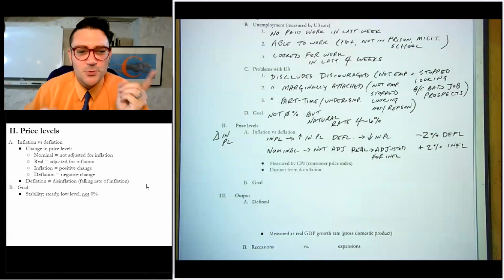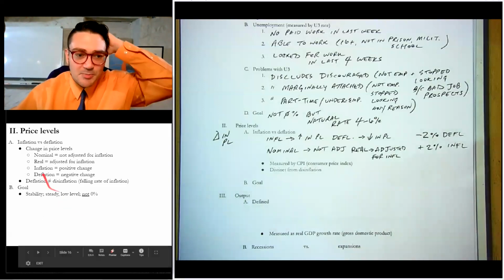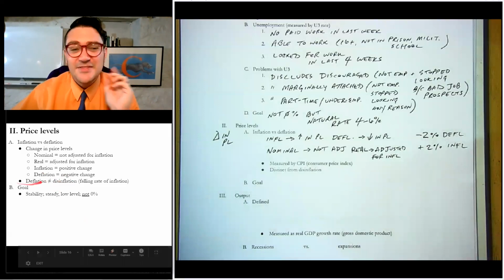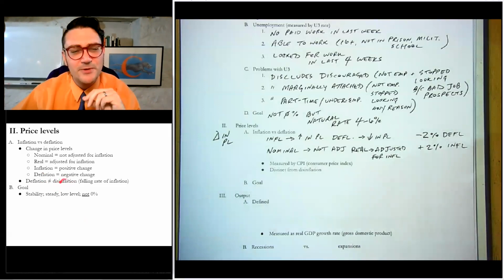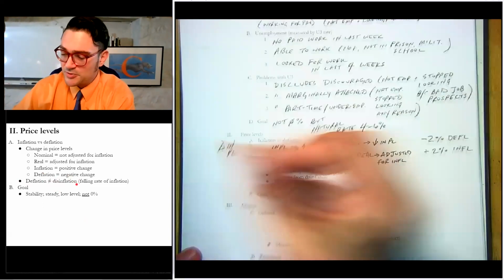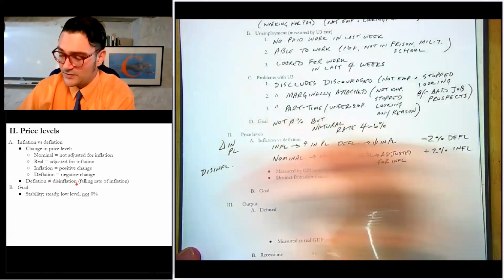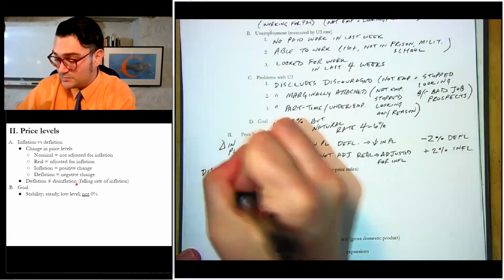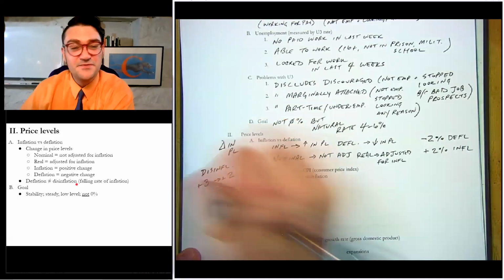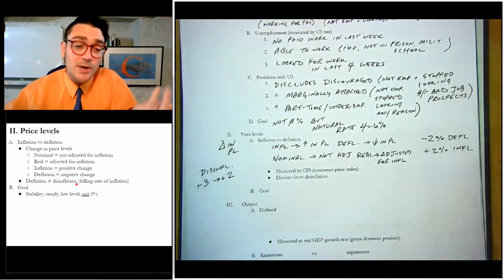Now, there's one last word to see, and that's here, disinflation. Let me kind of use my pointer here. Disinflation is not the same as deflation. We're going to talk about that one more later. Disinflation means the rate is falling. So I'll just put that over off to the side. Disinflation means maybe you went from 3 to 2, right? You went from positive 3 to positive 2. It's a decreasing rate, but it's still positive.